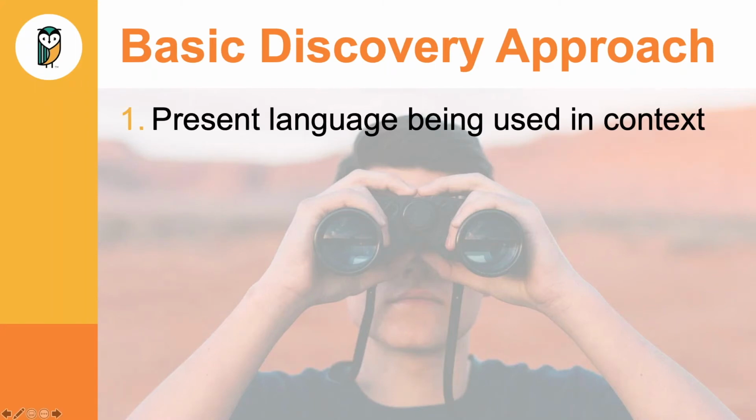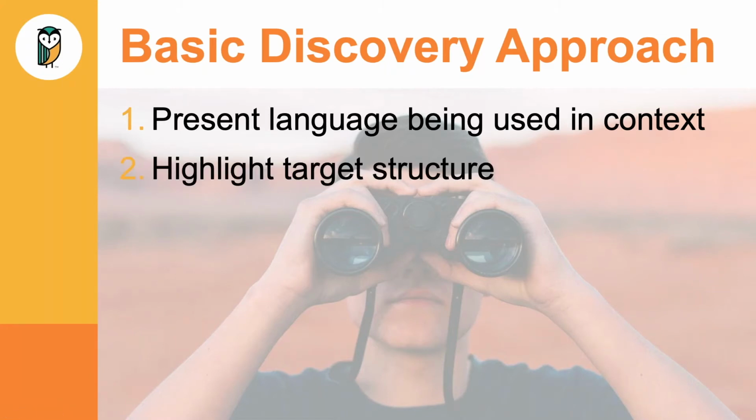The first step is to present an example of the language being used in some sort of text, such as a dialogue or a diary entry. You want your students to see or hear how it is used naturally. At this point, the activities are focused on students understanding the meaning of the text, not the grammar. Step 2 is going to be highlighting that grammar by bringing students' attention to it. We have it bolded in our textbook so that students notice it.